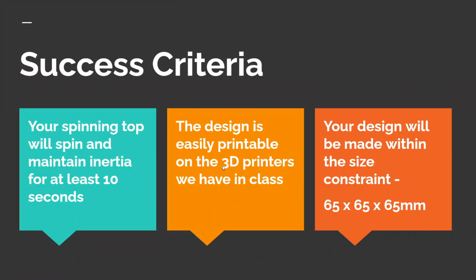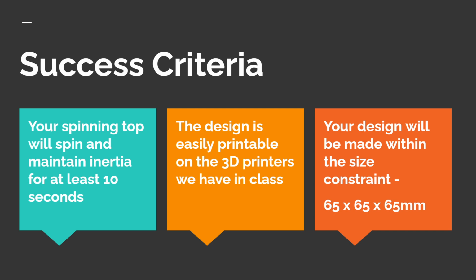So our success criteria for this particular task, your spinning top will spin and maintain inertia for at least 10 seconds. So we're looking for stable spinning. The design is easily printable. There's not too much crazy stuff added to it that's going to make it hard for the 3D printers to print stably without breaking or anything like that. You need to make something that's shooting straight, so to speak. So make a standardized, sensible design.